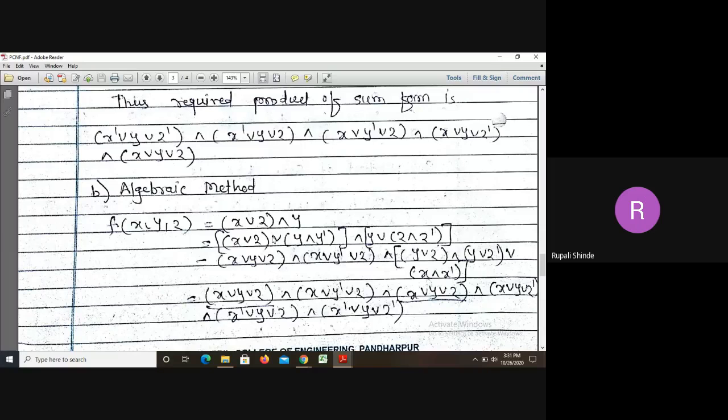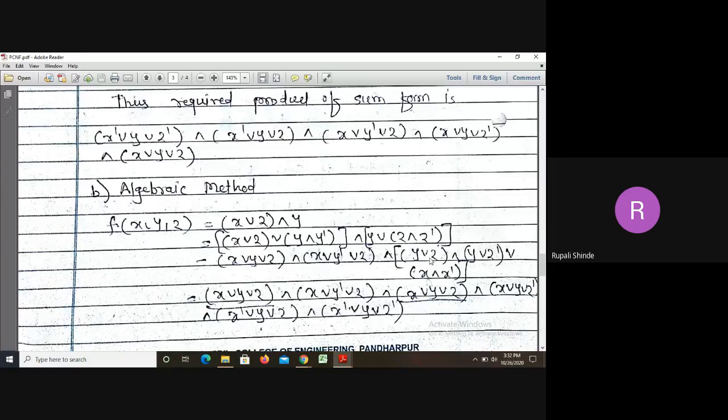Now we have to apply the distributive law. X or Y or Z is our first bracket, and X or Y's complement or Z is the second bracket. We have just applied the distributive law, nothing else. Now again we apply the distributive law here: Y or Z is one bracket, and Y or Z complement. Check the first two brackets. They are fine because every bracket contains all three symbols.